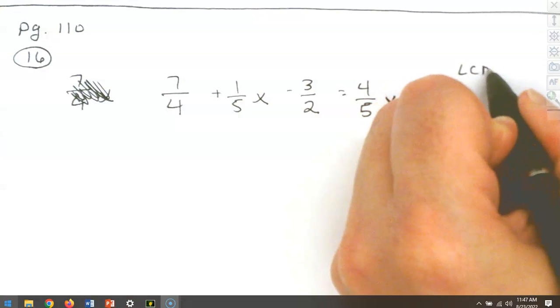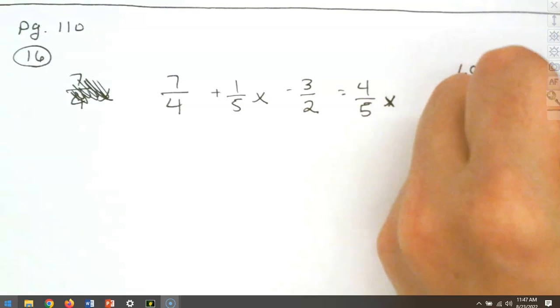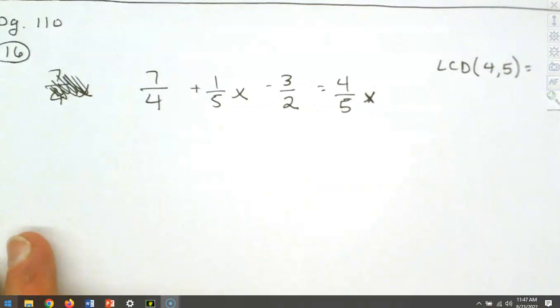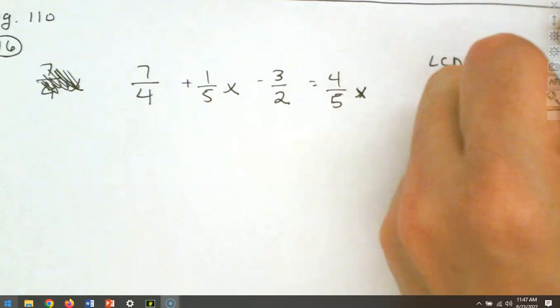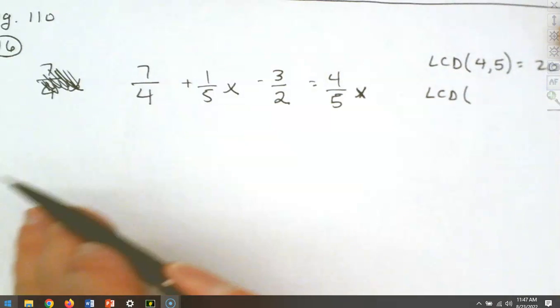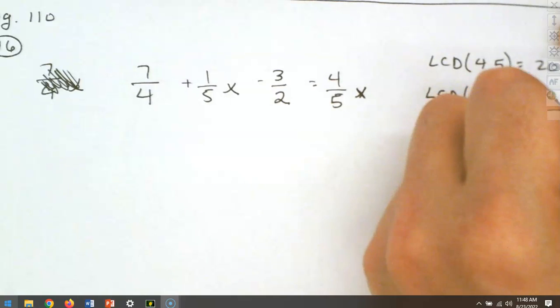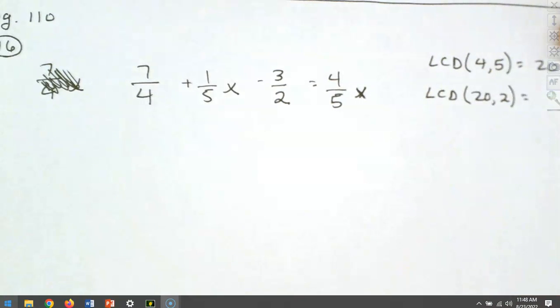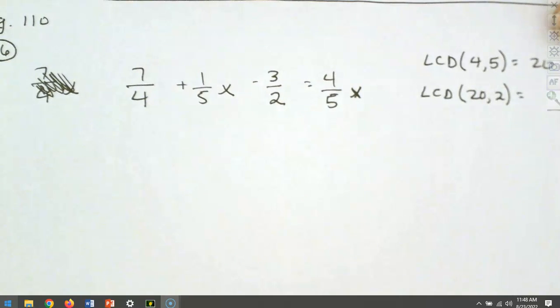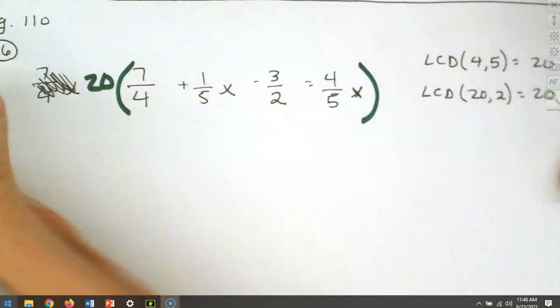So what's the least common denominator of 4 and 5? Can anyone tell me? Yep, 20. Okay. And what's the least common denominator now, because we've used the 4 and the 5, of 20 and 2? Well, does 20 already evenly divide by 2? Yep, so it's the same thing. It's 20 again. Now we can go ahead and multiply everything by 20.